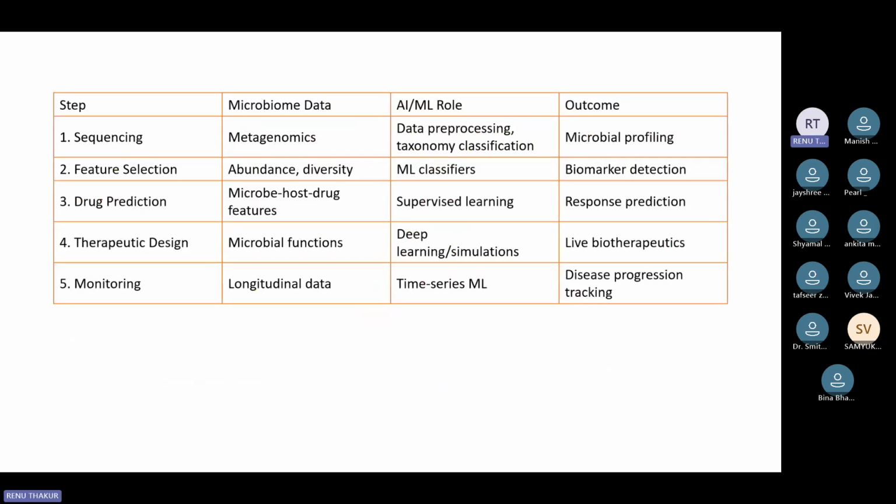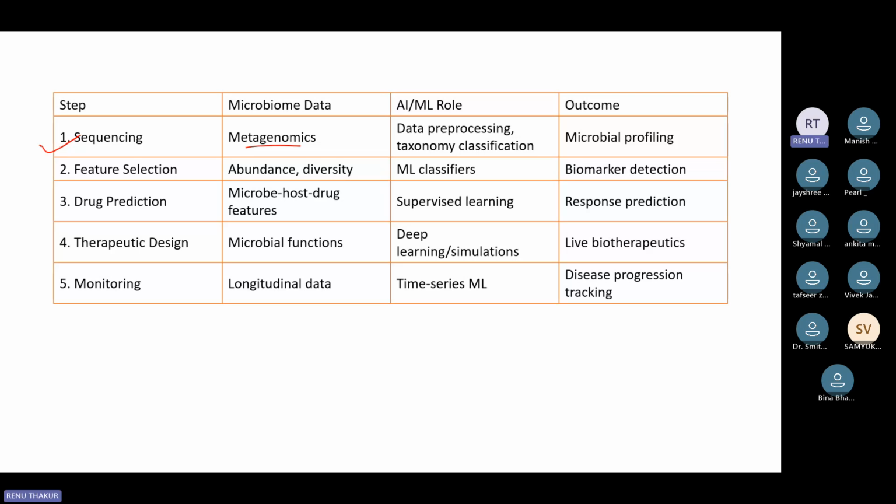Now these are the steps, like sequencing. When we go for the microbiome data, for billions of bacteria at a time, that is known as metagenomics. Metagenomics means the genome of each and every bacteria of our gut microbiome, as we are studying in the context of gut microbiology. So what is the role of AI ML in data pre-processing and taxonomy?